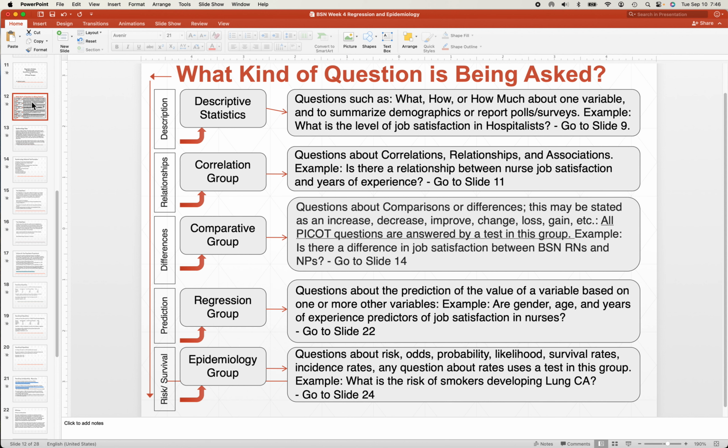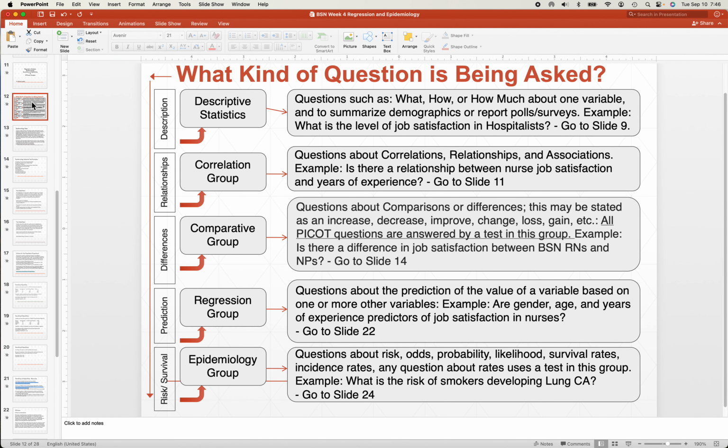For our regression group, these are questions that we mentioned in a prior session that ask about prediction. You might see the word prediction or predictors in these. And those questions require us to perform a regression analysis. So an example might be, are gender, age, and years of experience predictors of job satisfaction?